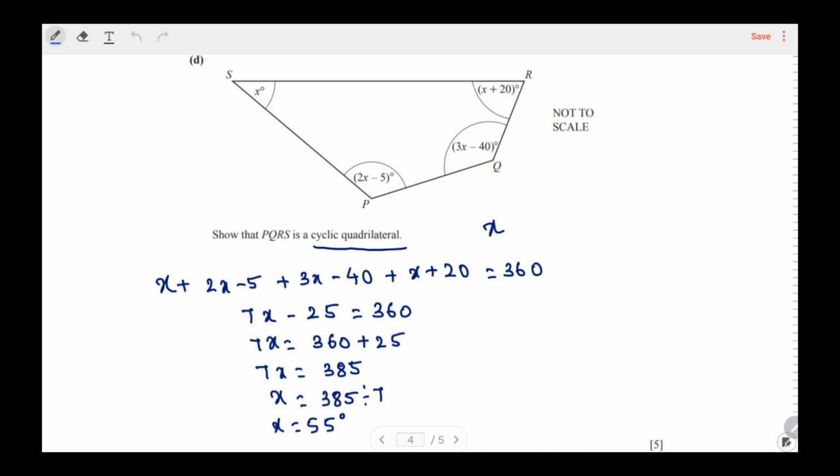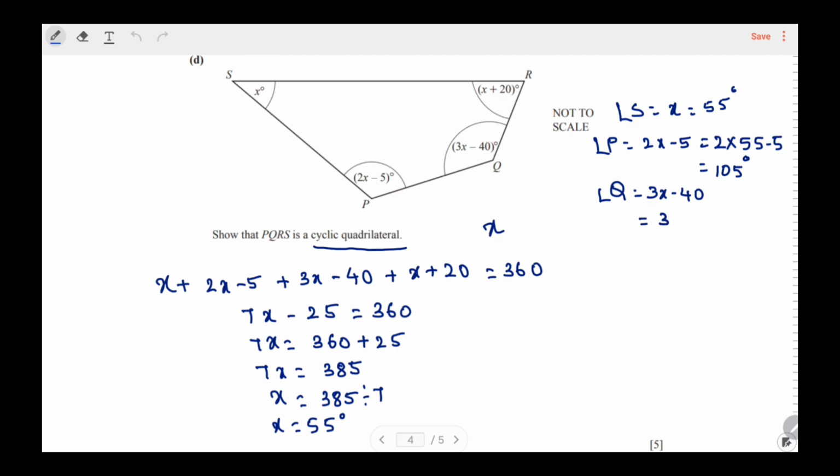So let's find each angle. Angle S is nothing but x, which is 55 degrees. Angle P is nothing but 2x minus 5. Let me substitute x here as 55. So 2 into 55 minus 5 is equal to 105 degrees. Angle Q is equal to 3x minus 40. So 3 into 55 minus 40, on simplifying, I get 165 minus 40, which is 125 degrees. And angle R is x plus 20, which is 55 plus 20, 75.